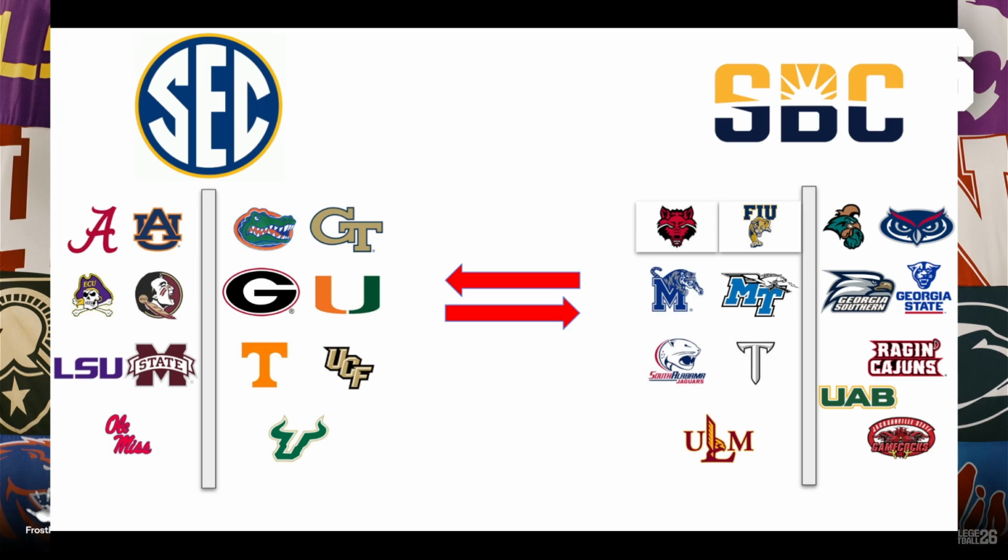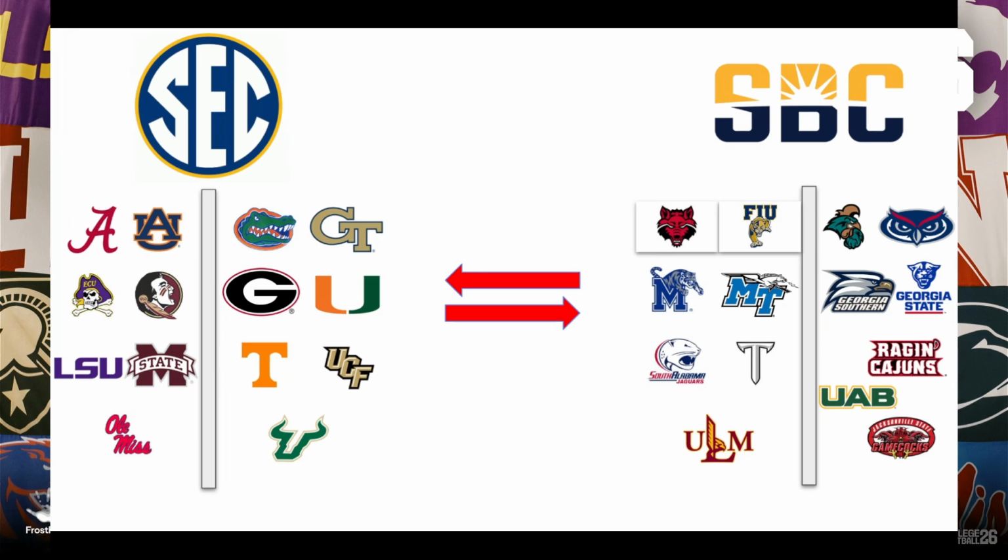And last, the most dominant conference in the NCAA right now, and it even got better: Alabama, Auburn, ECU, Florida State, LSU, Mississippi State, Ole Miss, and then the other side, it welcomes Miami into the SEC now, Florida, Georgia Tech, Georgia, Tennessee, UCF, and USF. And then their lower conference would be the Sun Belt.